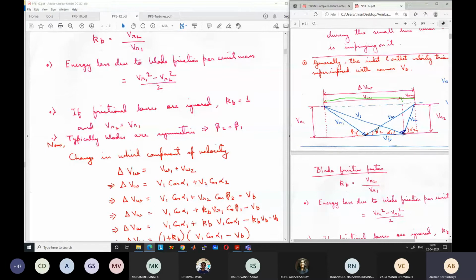To do this, we have to consider how the work is generated. Work is generated because there is a change in momentum along the direction of the rotation, along the wheel direction, the tangential direction.